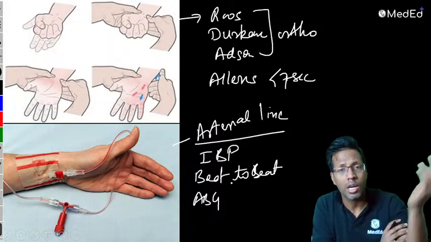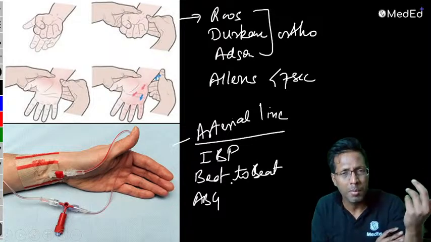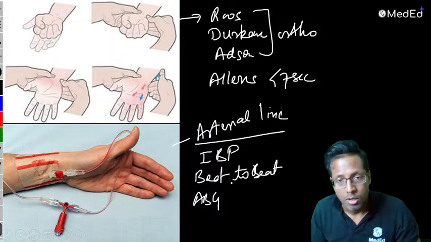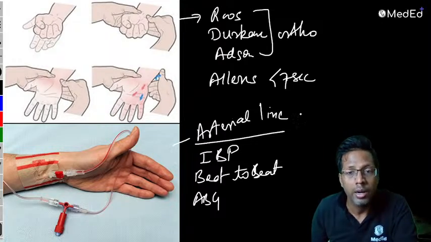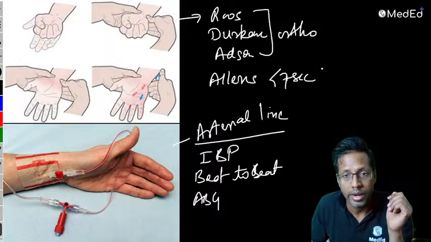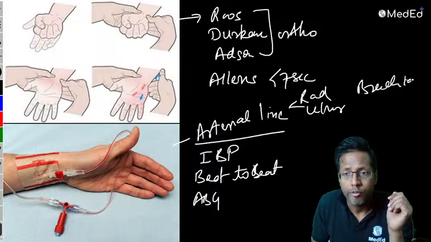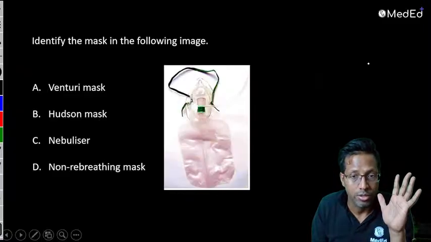NIBP would take about 5 minutes. Arterial line would just be immediate. NIBP not 5 minutes, but maybe 2 to 3 minutes. So in those critically ill patients, arterial line becomes very important, right? And arterial line can be inserted ulnar or the radial. The most common is the radial. So radial, ulnar, brachial, femoral and dorsalis pedis. These are the 5 places where you will insert it, right?